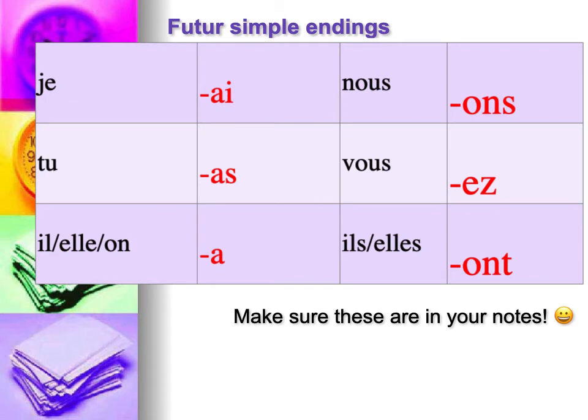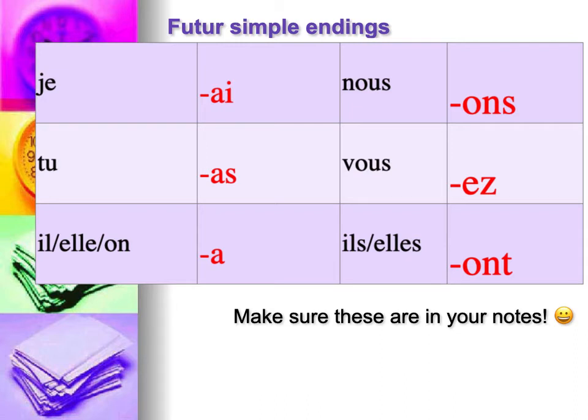And here they are, okay? Make sure that you write all of these in your notes. You will need these. You will also need to learn them. Okay, so the endings are: for je, ai; for tu, as; for il, elle, or on, a; for nous, ons; for vous, ez; and for ils and elles, ont as well.